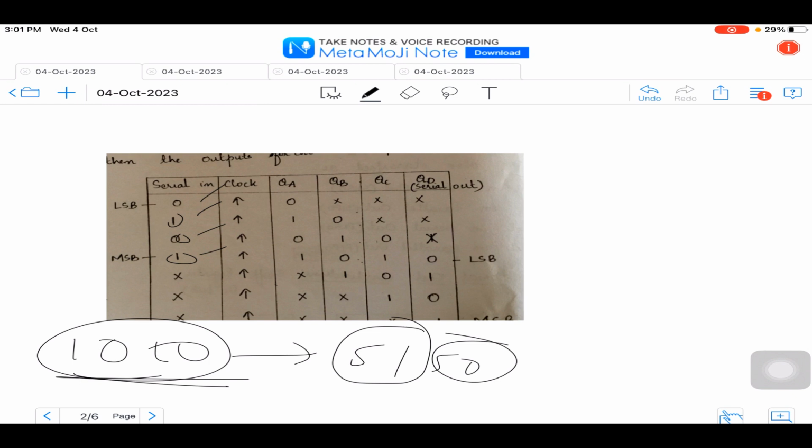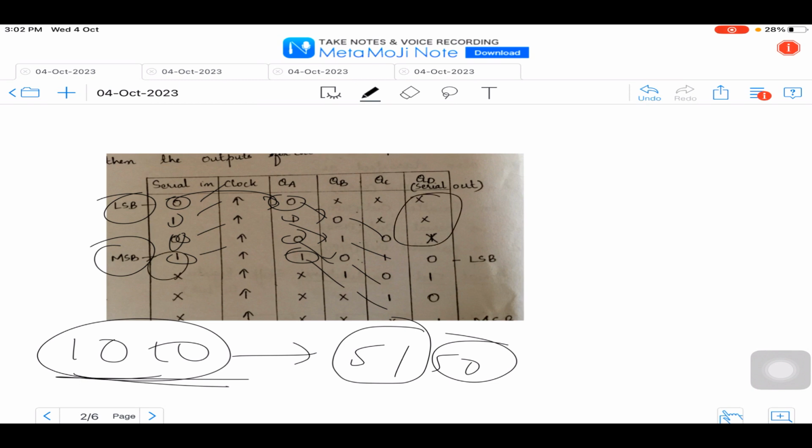Initially, as we studied from the circuit diagram, the first value is entered into QA. You can observe the way you enter: if you enter 1, the 1 is stored here, next 0 is stored, next 1 is stored, next 0 is stored. Then slowly it is shifted. You can observe this 0 is shifted here, this 1 is shifted here, and so on. In each case it is shifting.